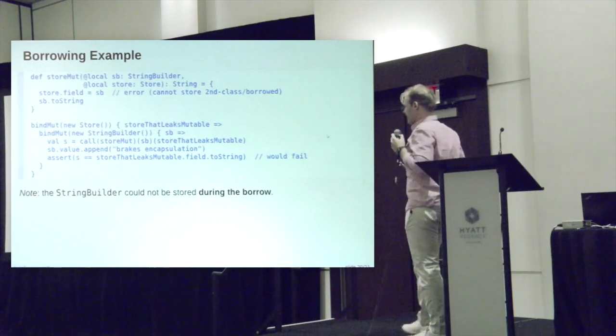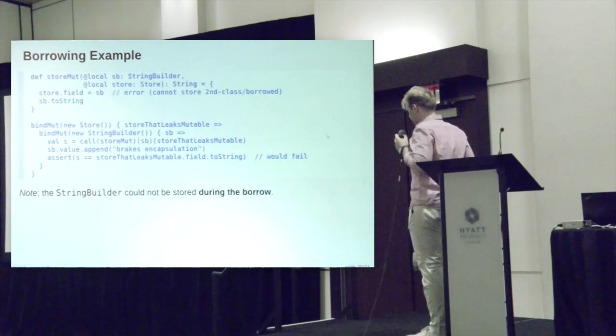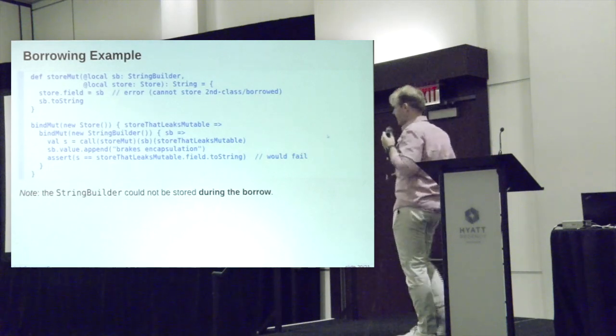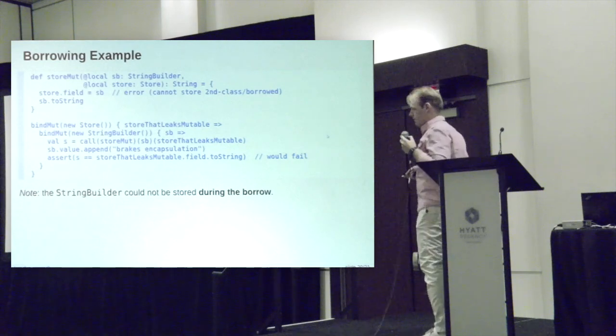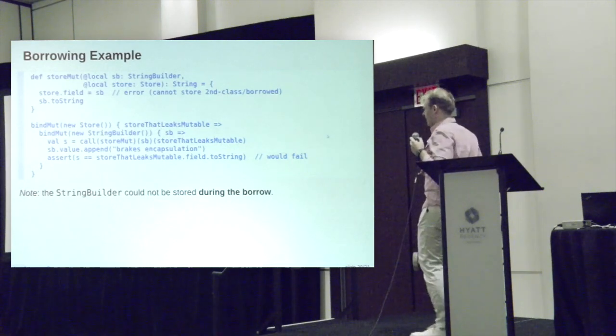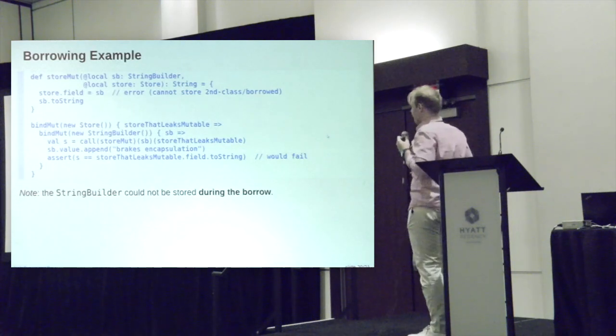If they are borrowed, then they cannot be stored. So if we try to store it into a field of a class, then this will not type check, because we said second class values may not be stored into a mutable variable or an object field. And this indeed makes sense, because suppose that we could store it.